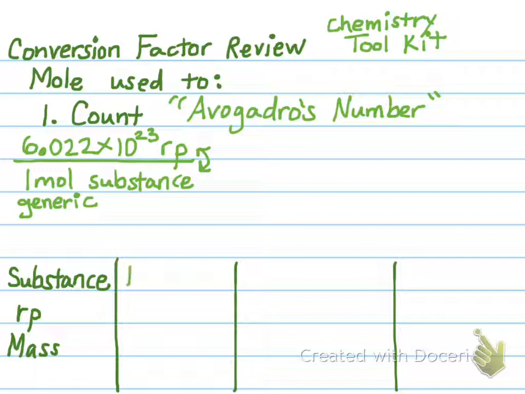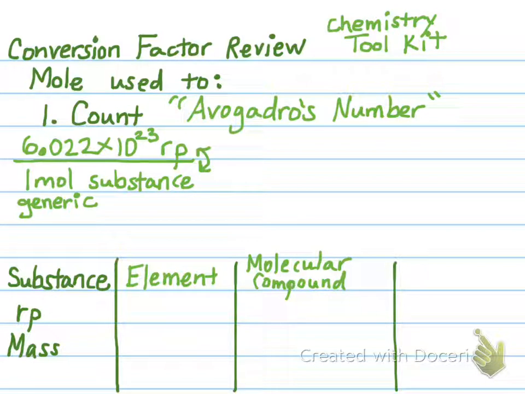So we have talked about 3 different substances. We've talked about an element. We've talked about a molecular compound. And again, we know it's a molecular compound because it's made of 2 nonmetals. And we've talked about an ionic compound. And again, we know a substance is an ionic compound because it's made of a metal and a nonmetal, or it contains a polyatomic ion.